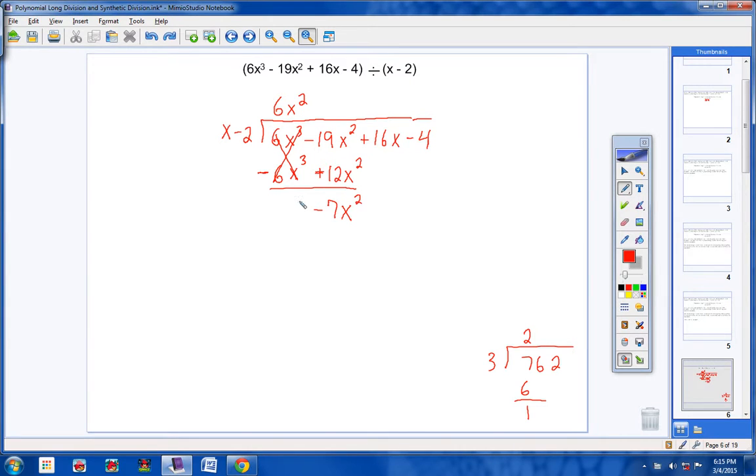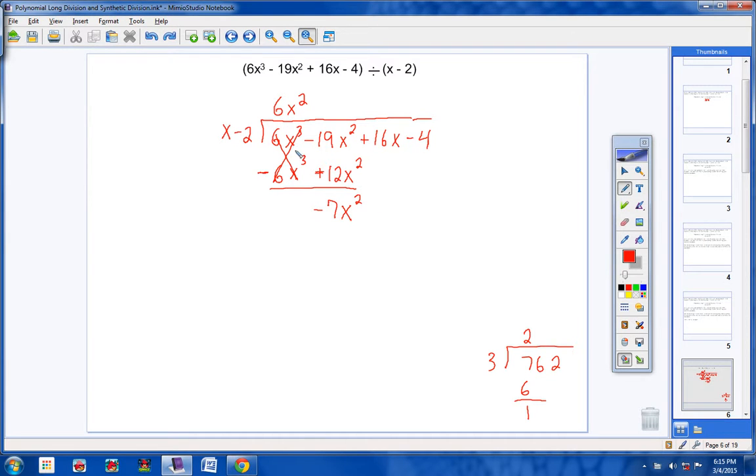Now, a lot of teachers next teach you to bring down this next term. I don't care for that. I'm going to tell you why. In this problem, it works out real nice and pretty because you've got a third, then a second, then a first degree, then a constant term. Here you've got a first degree, then a constant term. So this is pretty much a cake type of problem, okay? I don't teach to bring down the next term.